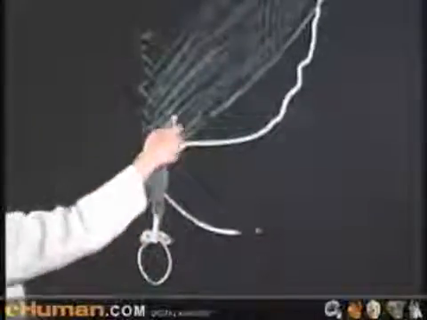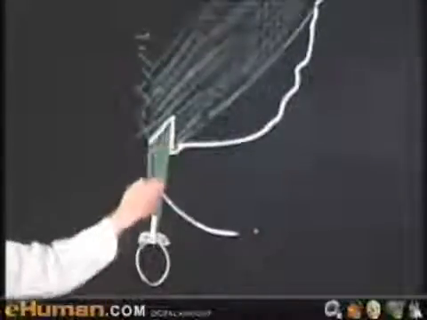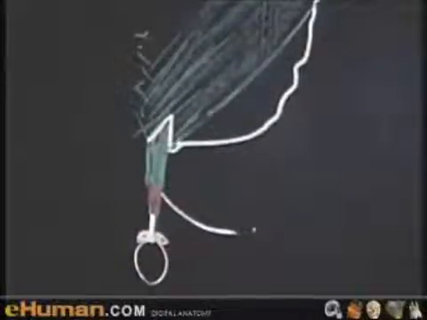Bearing in mind that this opening here, the opening in the external oblique aponeurosis, is known as the superficial inguinal ring, and this is the external spermatic fascia derived from the margins of that ring.